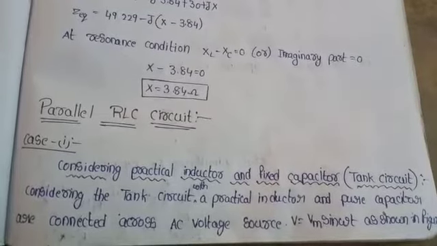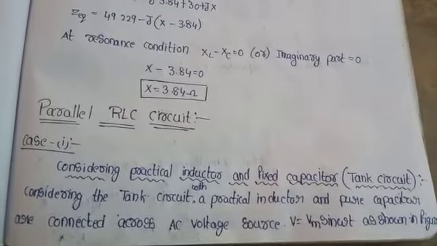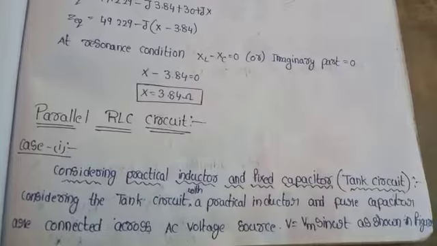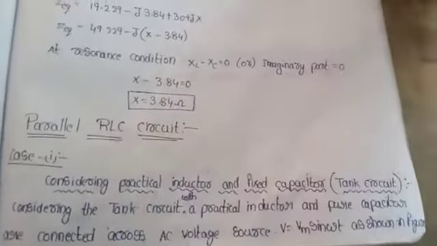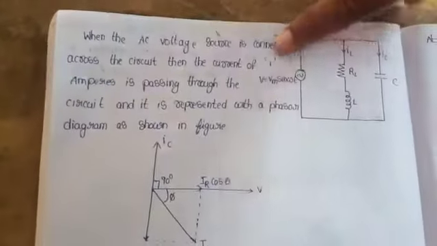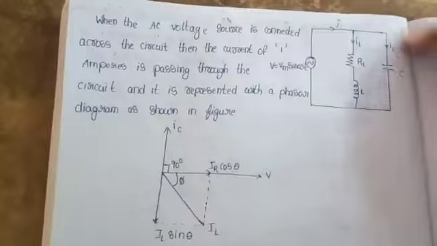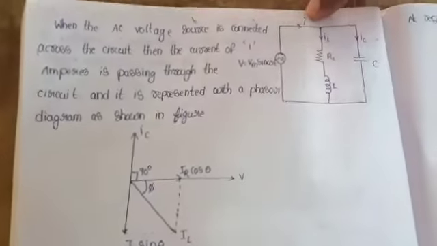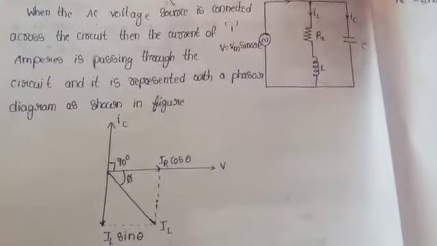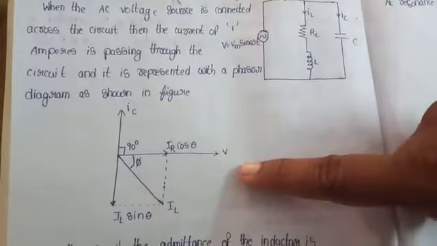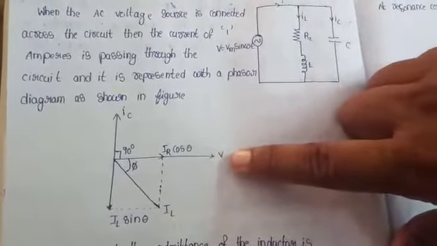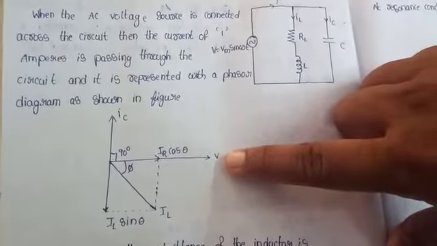Let us consider a tank circuit, across which an alternating voltage source is applied, that is V equal to Vm sin omega t as shown in figure. Whenever we apply the voltage V equal to Vm sin omega t across the tank circuit, an alternating current I flows through it. This current distribution is explained with the help of a phasor diagram. Let us take vector V as the reference vector.